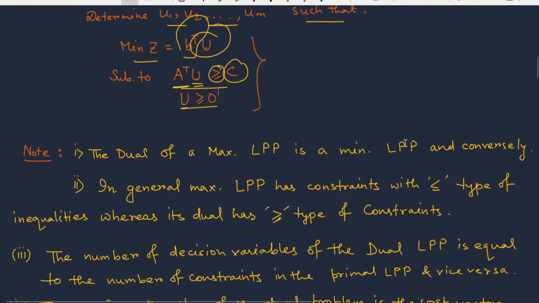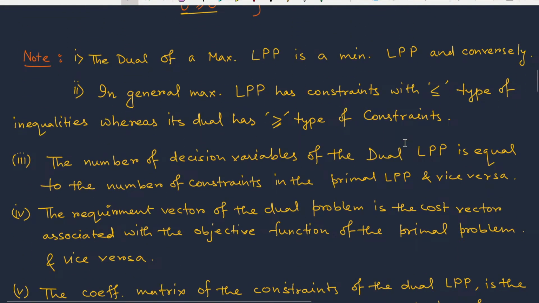Here are some notes regarding the primal and dual problem. Case 1: the dual of a maximization LPP is a minimization LPP, and conversely. So the dual of a maximization problem is a minimization problem.